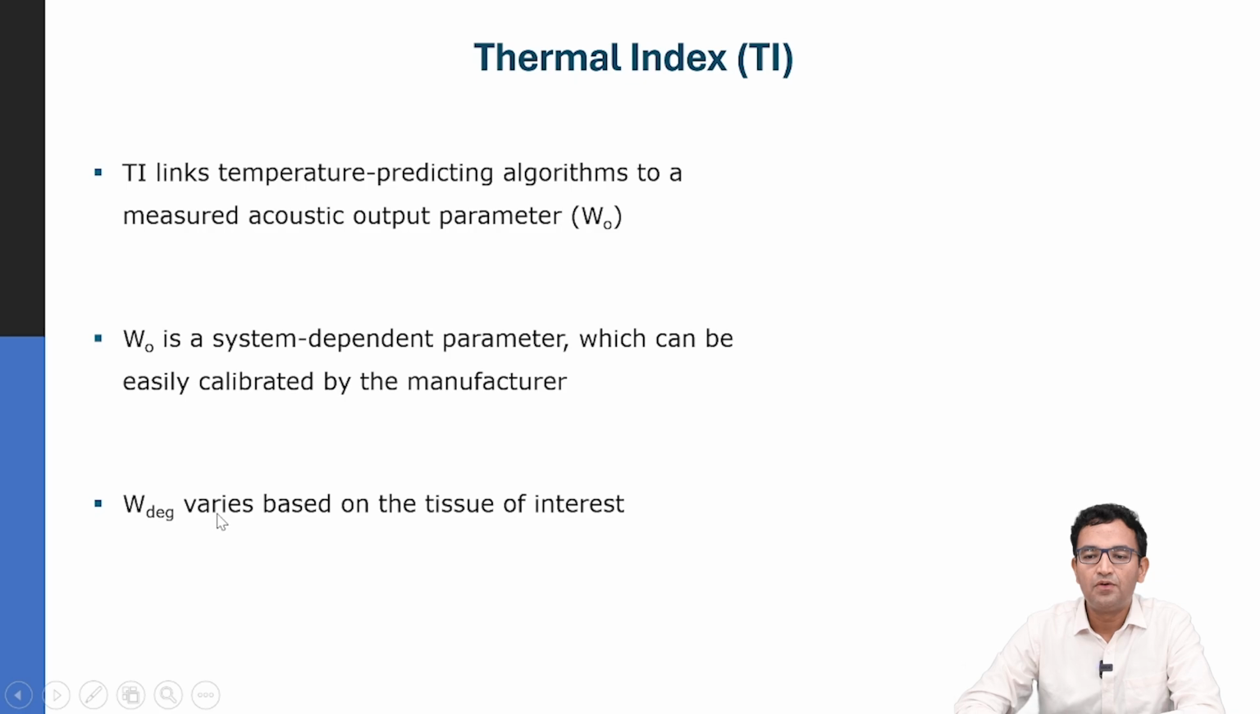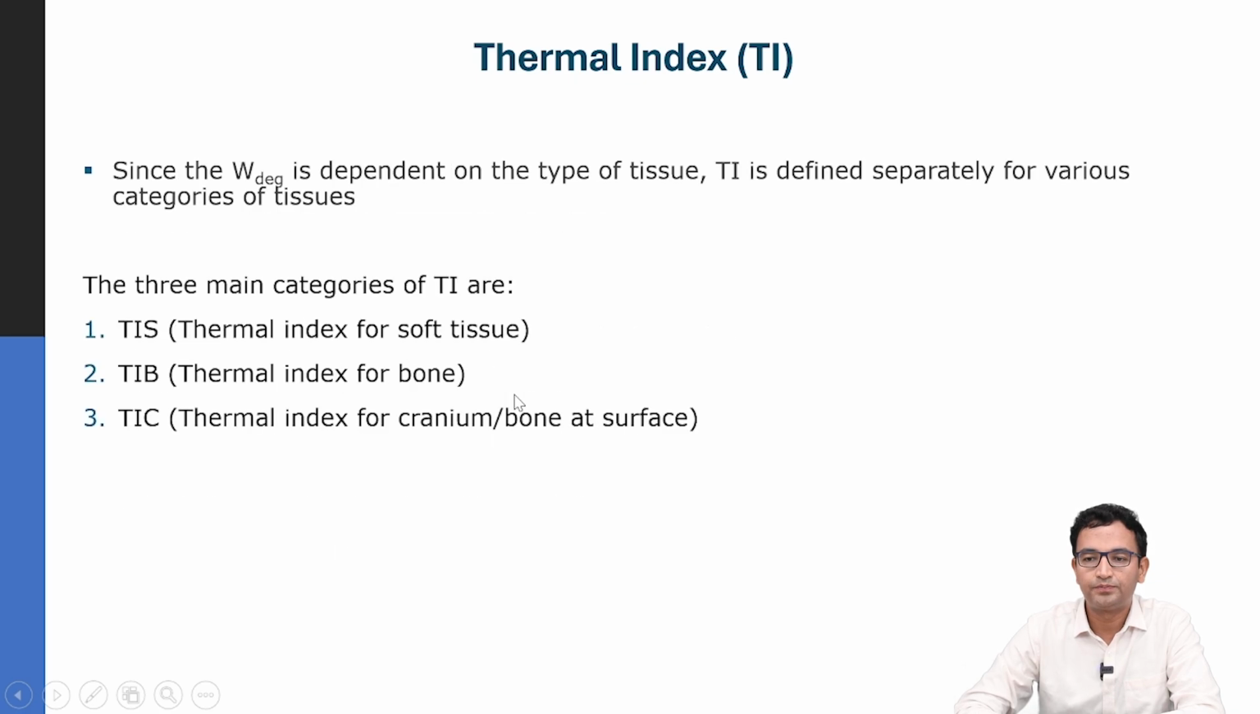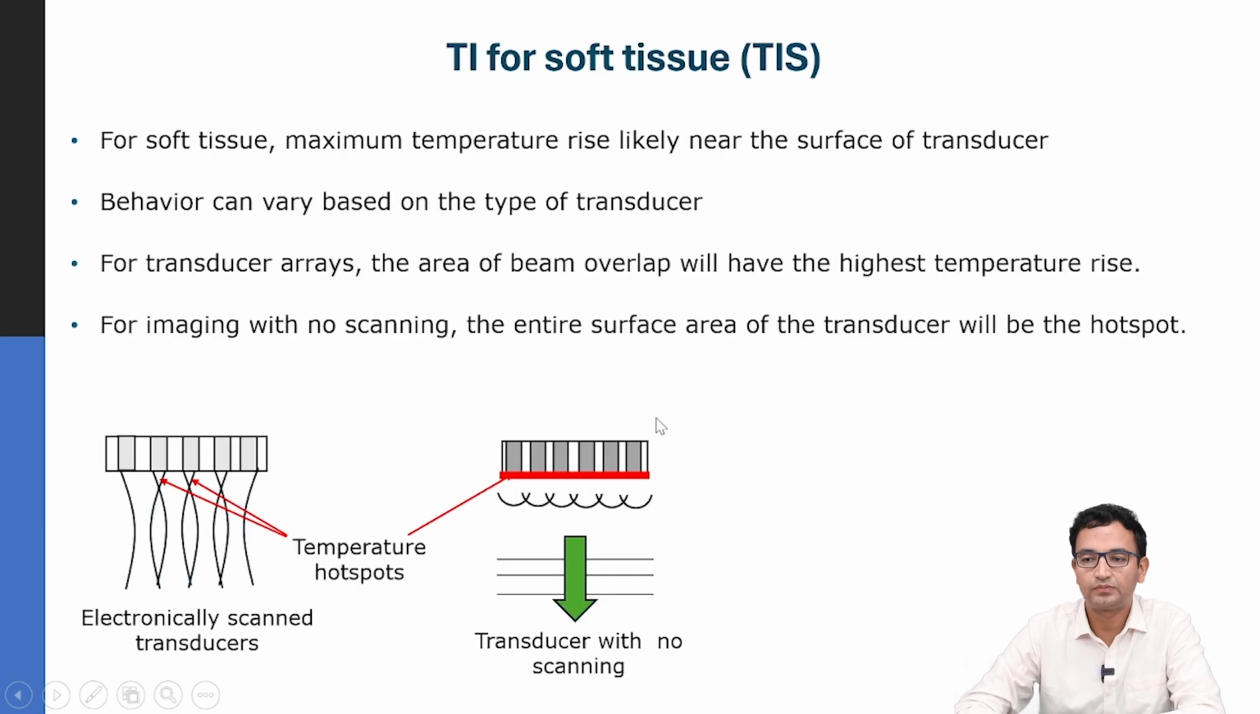But W deg varies based on the tissue of interest. Because this is dependent on the type of tissue, thermal index is defined separately for various categories of tissues. The main categories of tissue are soft tissue, bone, and bone at surface, which is relevant to the thermal index. Therefore, we have three thermal indices: TIS, or thermal index for soft tissue; TIB, thermal index for bone; and TIC, thermal index for cranium or bone at surface.